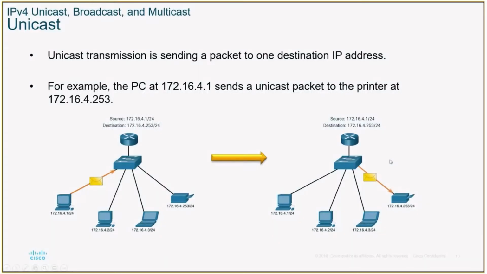Now, there's unicast, broadcast, and multicast packets that can be sent. I think we might have covered this with layer 2 as well, and it all matches pretty much the same. Unicast transmission is sending a packet to one destination. There's only ever one source address. So one source to one destination is a unicast. For the example here, 4.1 is sending it to 4.253. That's where it goes, that's it, done. Your normal communication is normally via unicast.